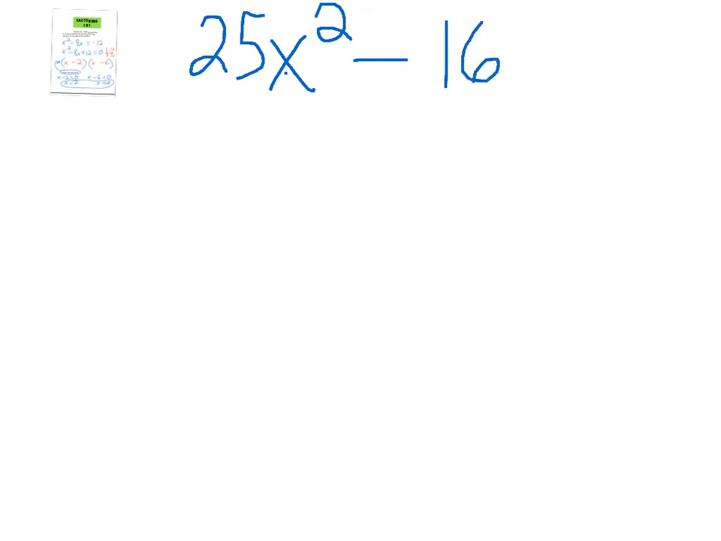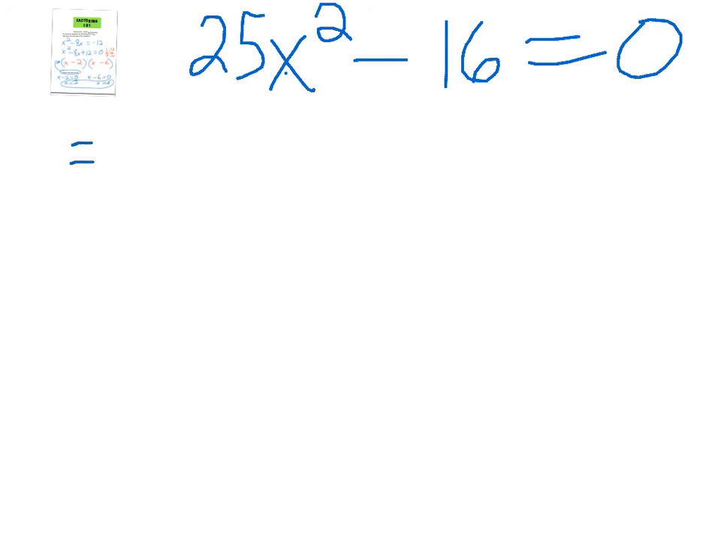All right. Our next one, let's do 25x squared minus 16 equals 0. This one's already set equal to 0, so we can skip that step. The next step is to factor.